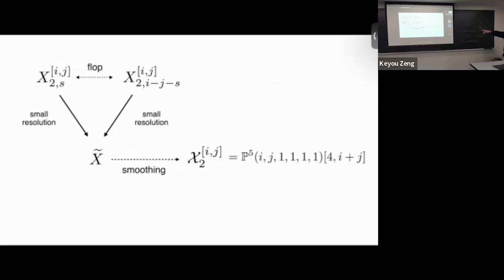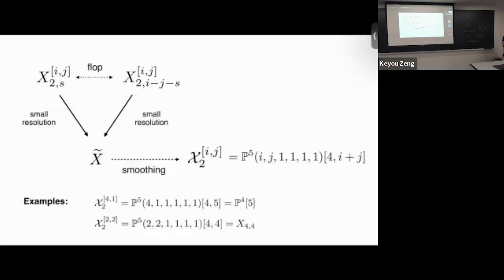The other thing you can do is you can do a smoothing of your nodal Calabi-Yau. And a smoothing of this nodal Calabi-Yau turns out to be a 4i plus j complete intersection in weighted projective space with weights i, j, 1, 1, 1, 1. So for example, you can get the quintic in this case, when i can be 4. Or you can get this 4-4 complete intersection in weighted projective space 2-2-1-1-1-1.